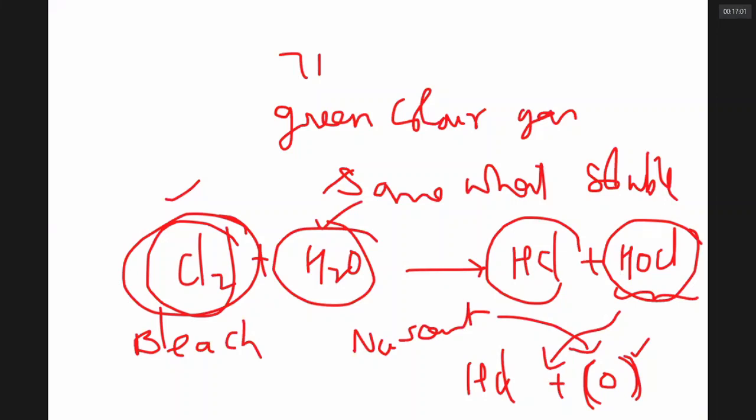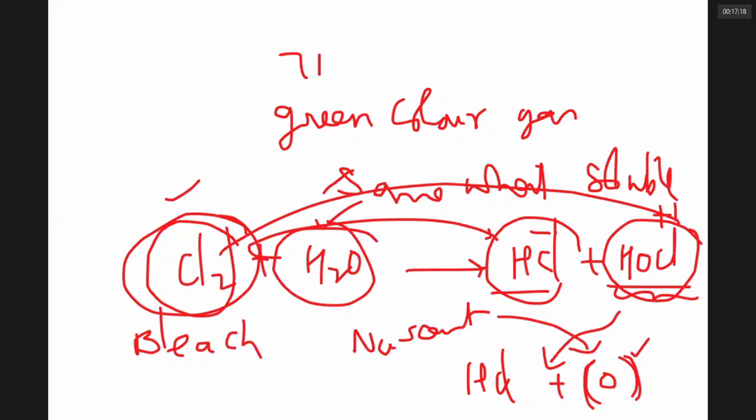The chlorine is somewhat soluble in water, gives HCl and HOCl. And in HCl, Cl is -1. In HOCl, Cl is +1. Therefore, chlorine is undergoing loss of electron and also gain of electron. This is disproportionation.